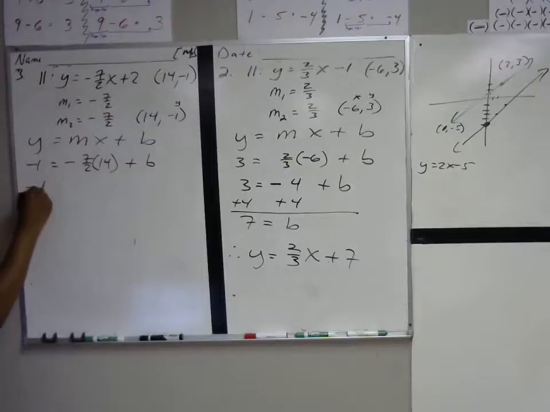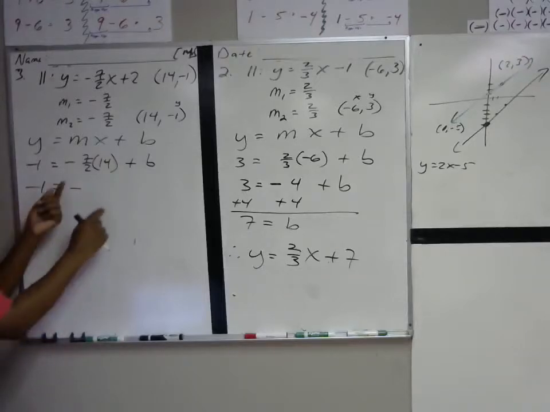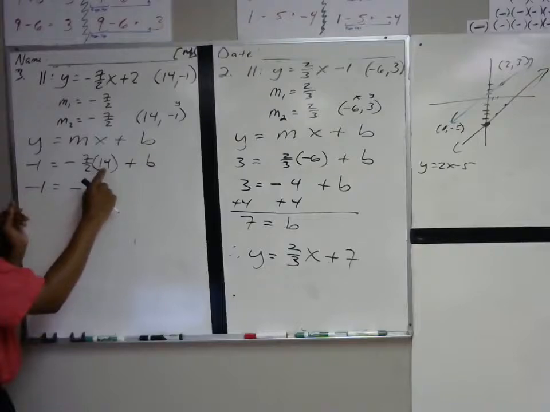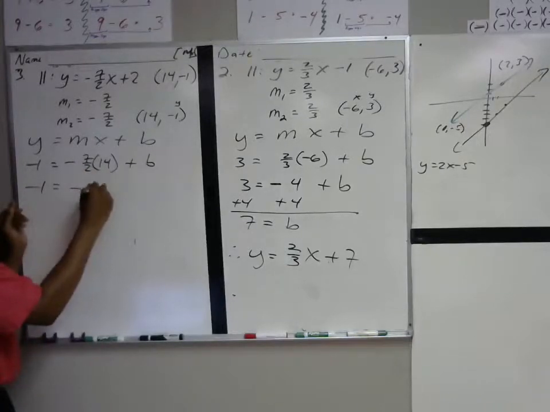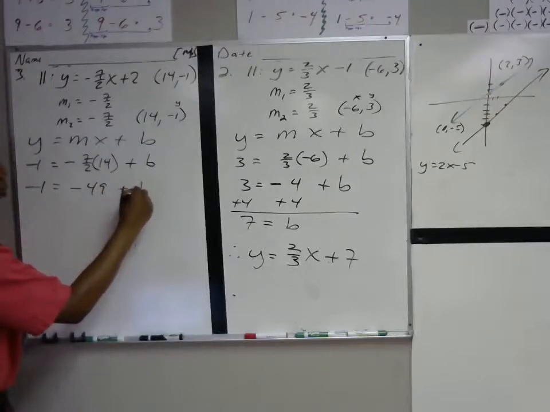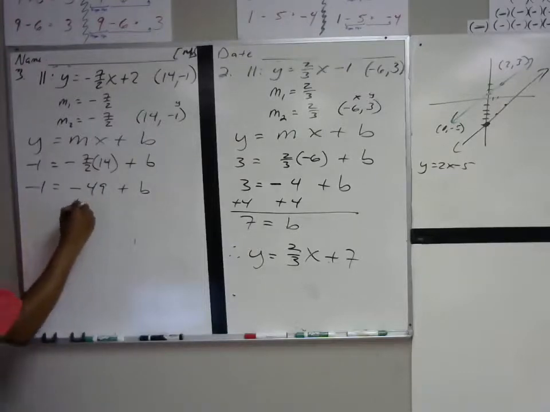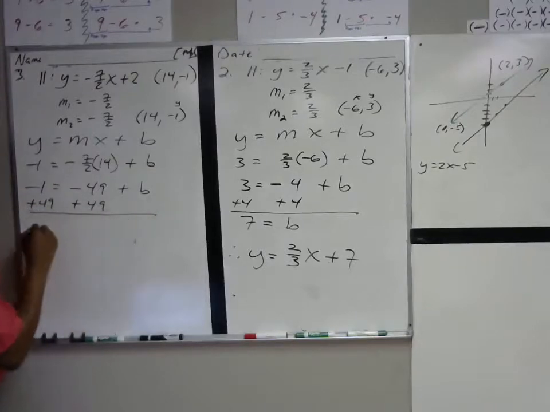All right, so let's simplify this. We have a negative times a positive, which will be negative. And so the denominator will be used for dividing. So 14 divided by 2 is 7. And 7 times 7 is 49. Okay, and then plus b. All right, now to finish solving for b, I'm going to add 49 to both sides. And I'll end up with 48 equals b.